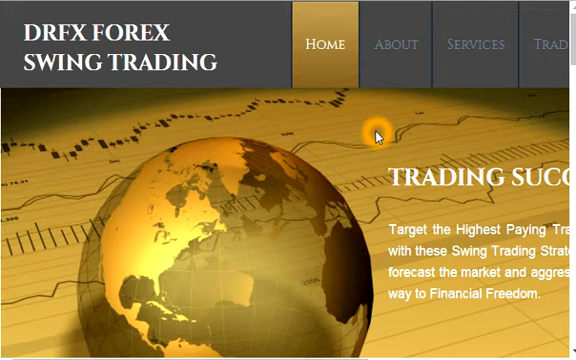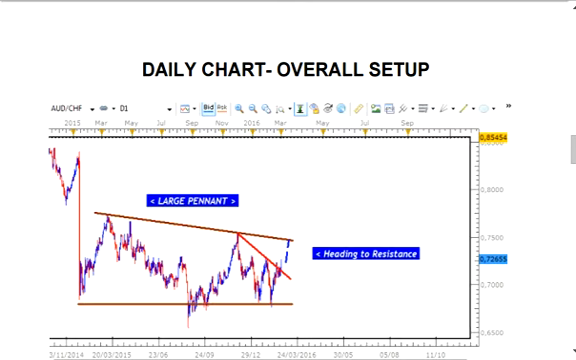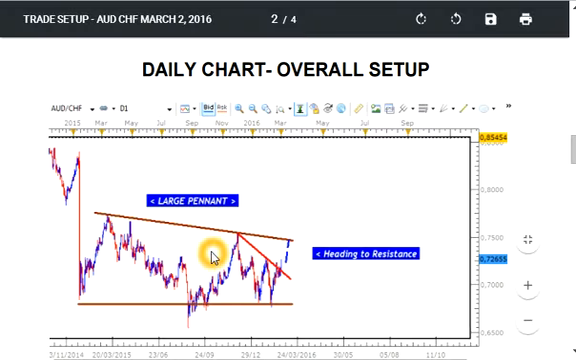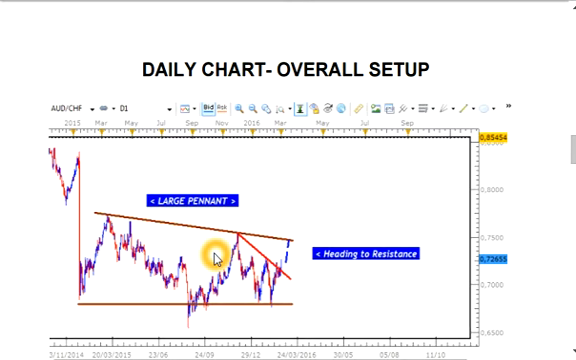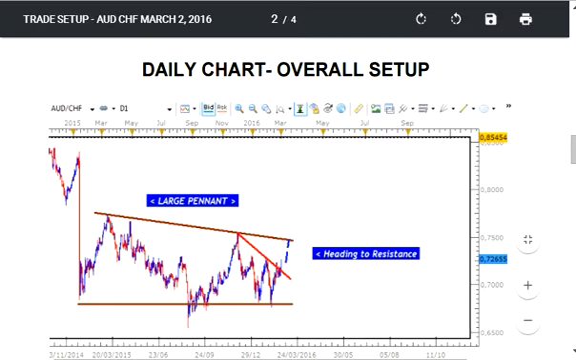Taking a look at another recent trade that was made today. This took place on Aussie Swiss franc. We were basically trading within the context of this large pennant consolidation that has been formed on the daily chart. Following the recent rally at the support boundary, the market was expected to continue the movement towards the resistance as it started to break this downtrend line.